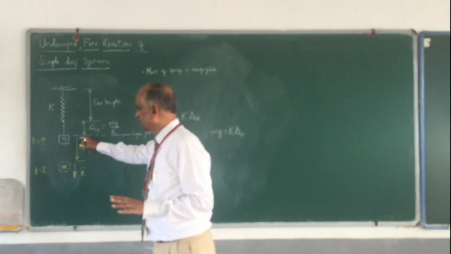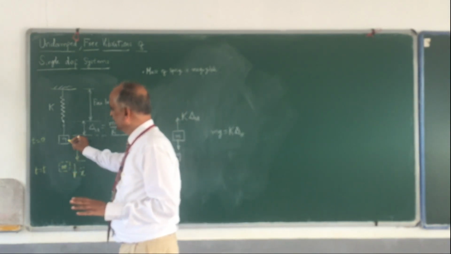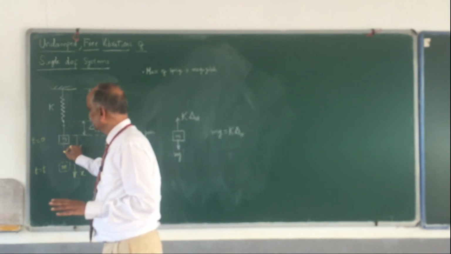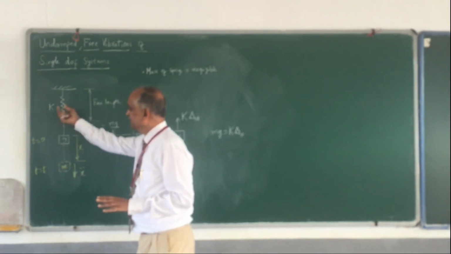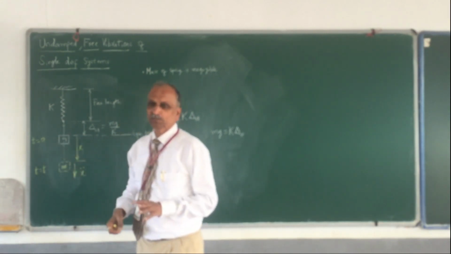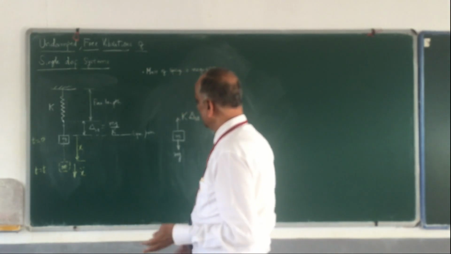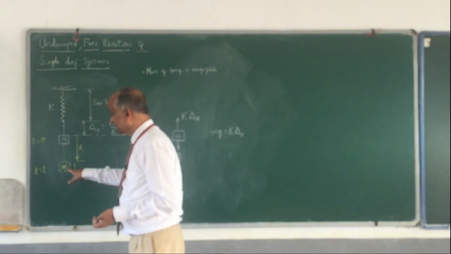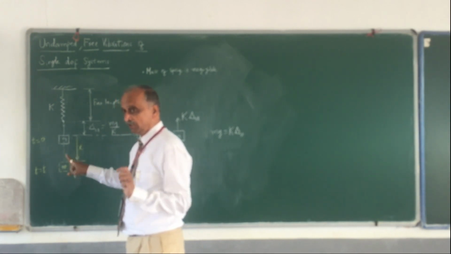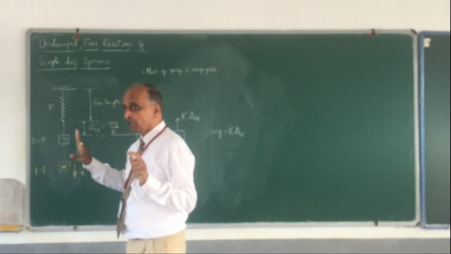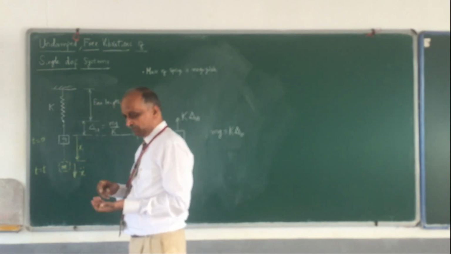The mass has undergone a displacement x, and please remember the spring also has stretched here. It is not only the mass which will go, along with that the spring also undergoes a displacement, extension. Is it clear? So now, please remember this mass is not stationary. You cannot apply the equilibrium condition.